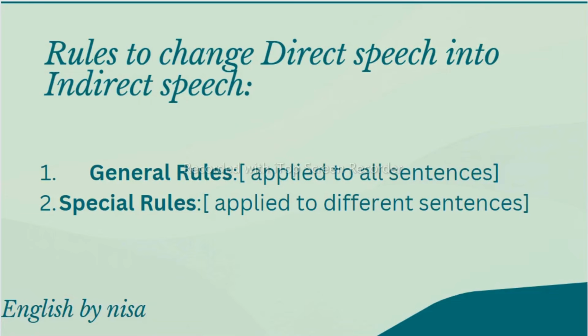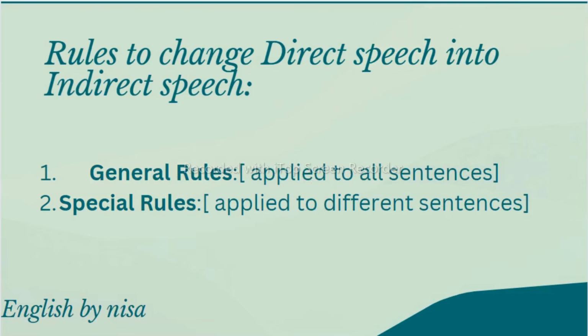Now let's see how many rules there are to change direct speech into indirect speech. There are only two rules: general rules and special rules. The general rules we apply to all sentences, like the five types of sentences, and special rules we apply to different sentences. This means if you want to convert your direct speech to indirect speech, you need to follow these rules.